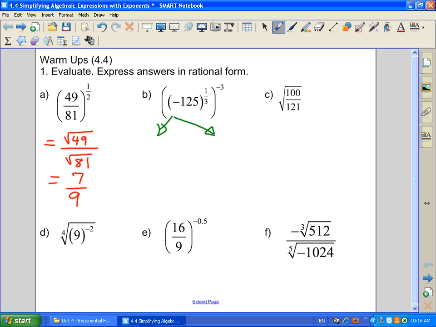Looking at example 2, there are two ways you could solve this. Okay, I'm going to use the BEDMAS method first, where I'm going to solve within the brackets. And the question says, hey, how do I find the third root of -125? Plug that in your calculator, ladies and gentlemen. So it's -5, all raised to the -3.